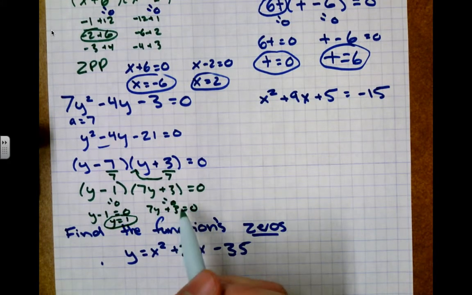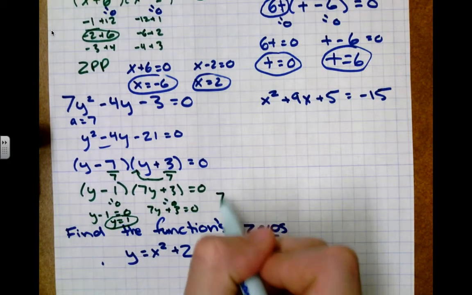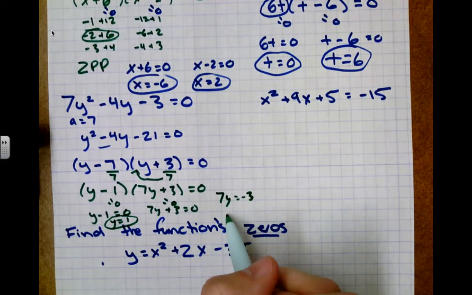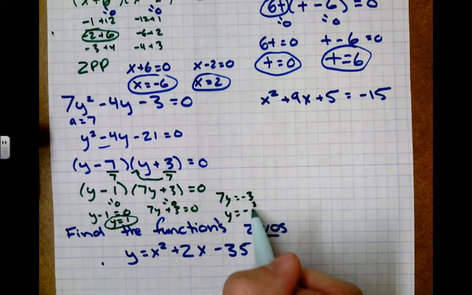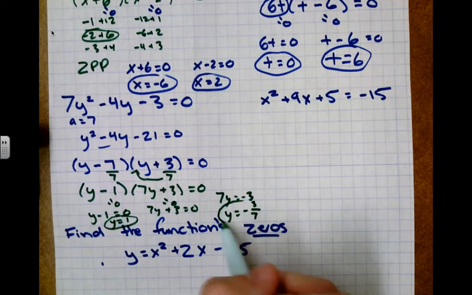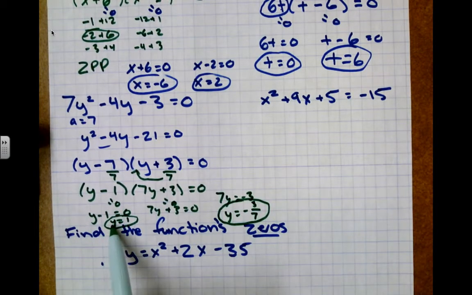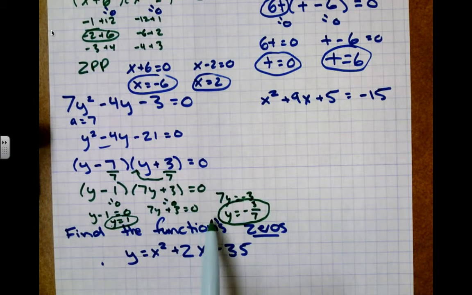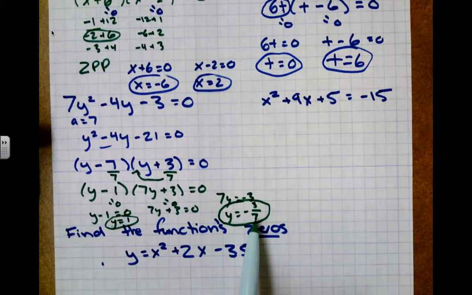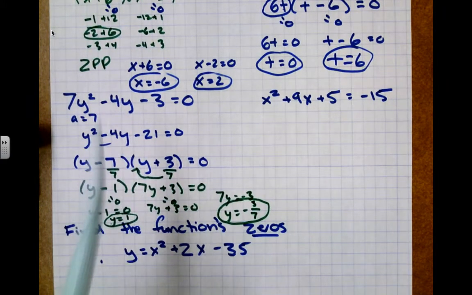In this one, I have to go through 2 steps: subtract 3, and then divide by 7. So I would have negative 3 over 7. So my 2 solutions would be that y equals 1 and that y equals negative 3 over 7. If I plug those into my original, those would give me true statements.